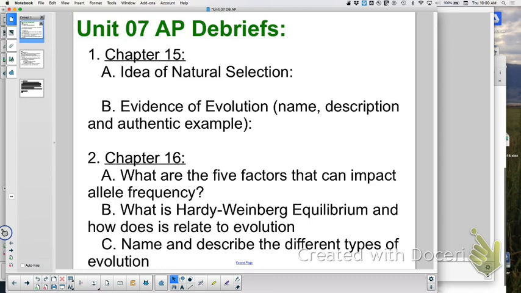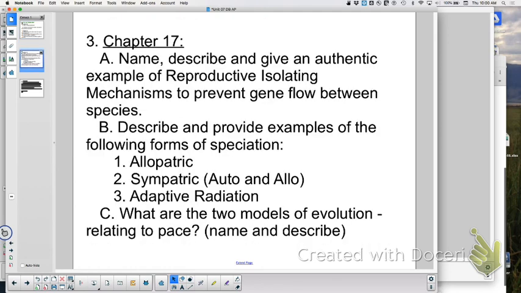Micro, what was microevolution? Small changes within the species. Good. And macro is? And let's talk about types of speciation. Is that in this one or the next one? Yeah, it's in this next one.